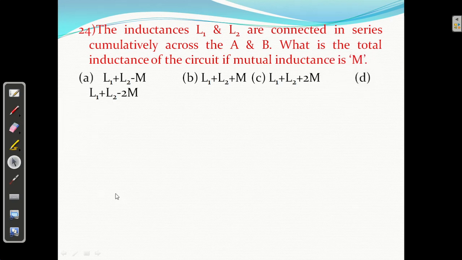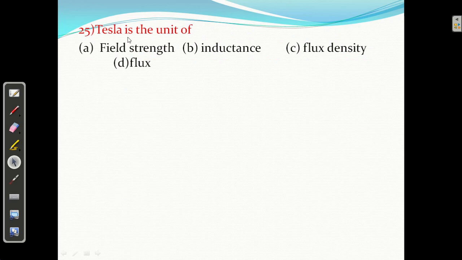Next question number 25. Tesla is the unit of flux density. Where is that? C is the answer. Tesla is the flux density. What is flux density? Flux per unit area perpendicular to the field. Flux means weber per meter square. So its other unit is weber per meter square or Tesla. That is question number 25.